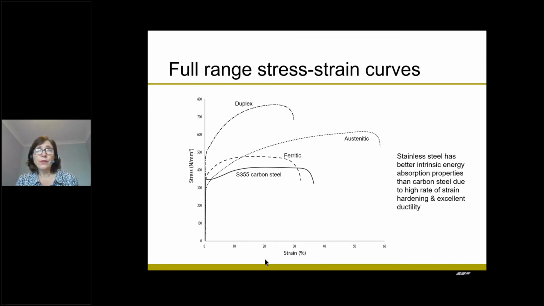Of course, the area under the stress strain curve is proportional to the energy absorption properties. So you can see that stainless steels have excellent energy absorption properties, which is a property that can be useful, for example, in the columns of bridge structures in order to resist high speed impact.